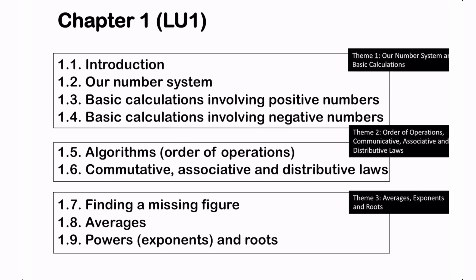Just a quick overview of Chapter 1. Chapter 1 will start off with our number system, basic calculations involving positive numbers, as well as basic calculations involving negative numbers. The second video will cover Theme 2, which is order of operations, commutative, associative and distributive laws. And then the third video in this chapter will cover averages, exponents, and roots.